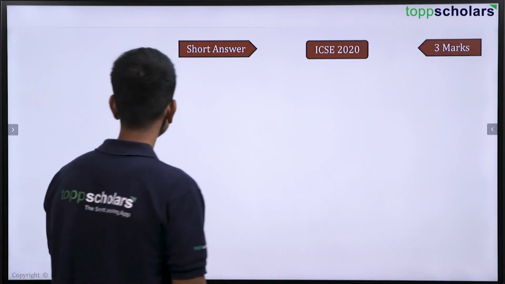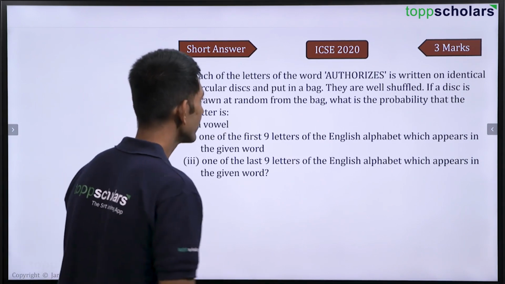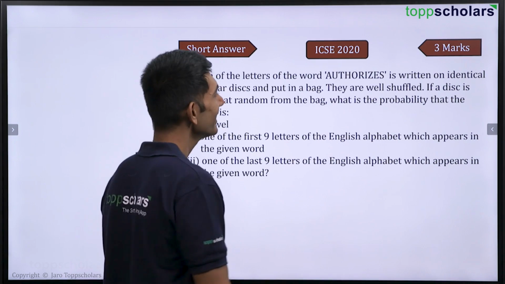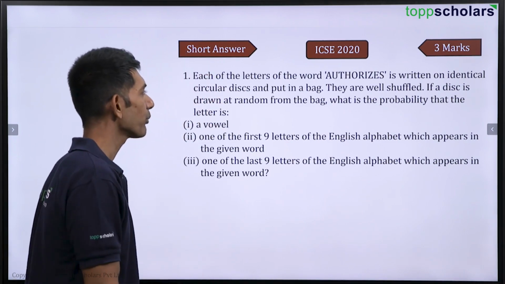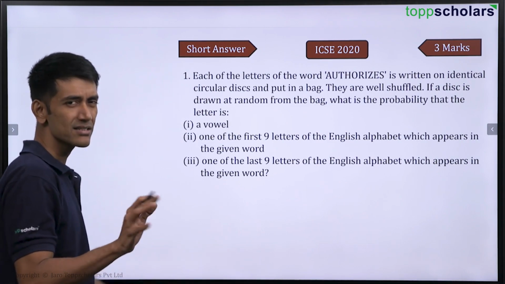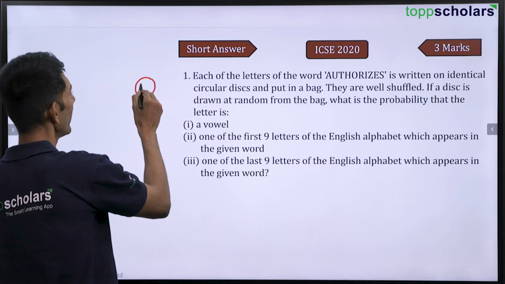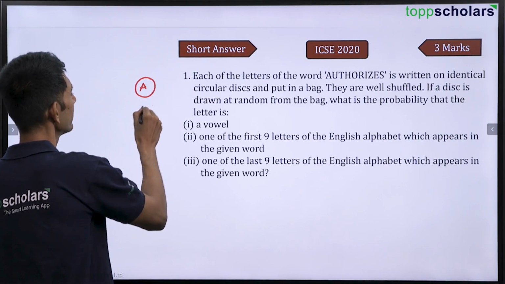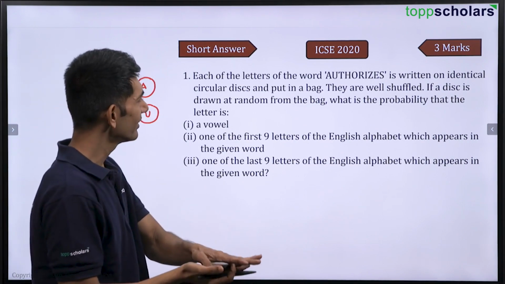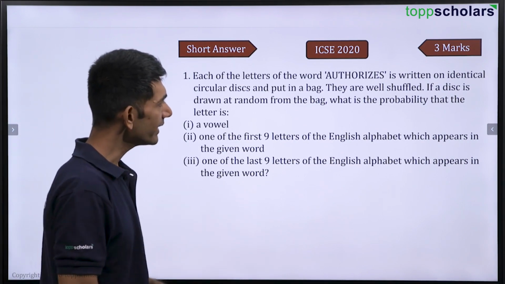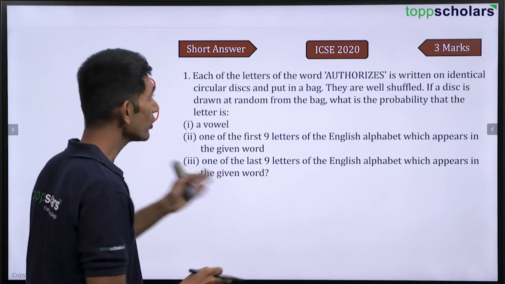Alright, so let's have a look at a new question now. It says, each of the letters of the word "authorizes" is written on identical circular discs and put in a bag. So basically what they are doing is, I'll just give you a visualization here. So there are few discs. In one disc they have written A, in other disc they have written U, something like that. And then they have placed it inside a bag. Now they are well shuffled. So it's not in order basically.